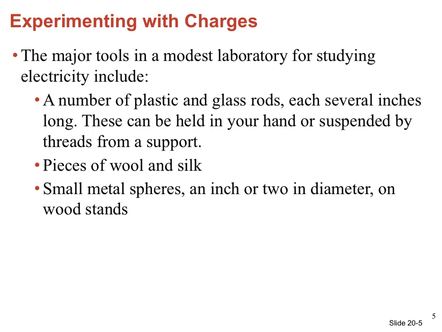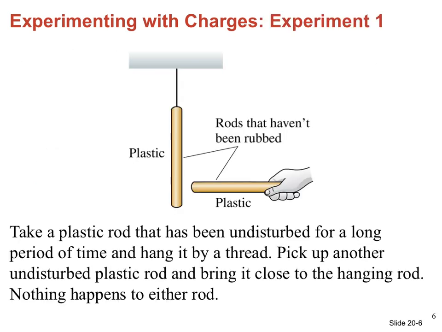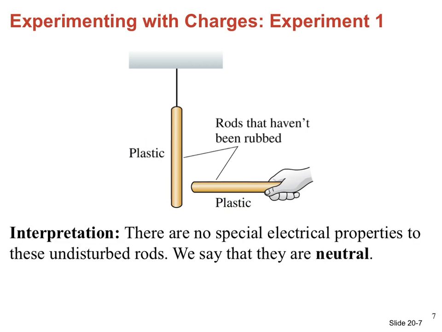Now, since this is a video, we'll have just some visuals for that. So here's one experiment. If you take two plastic rods and you bring them near each other, and those plastic rods have been undisturbed for a long time, nothing really happens. The reason nothing happens is because both of these objects have been sitting and they are both plastic, and they are neutral, so they have no charge. What we interpret from that is that if there's no special electric properties for something, we call that object neutral. Neutral means no net charge.